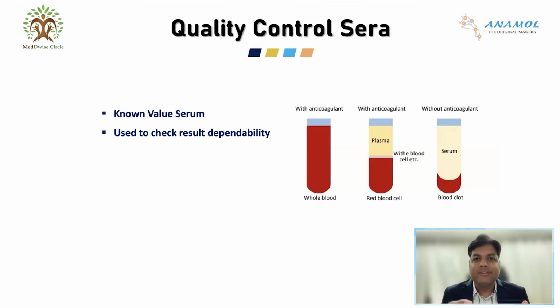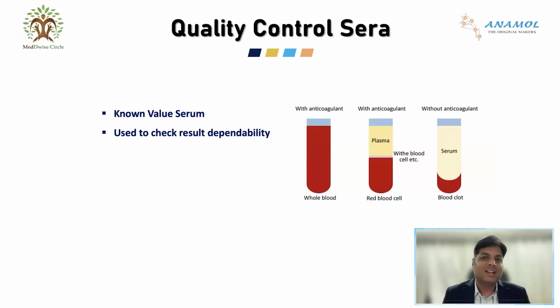Similarly, in our IVD industry, especially in diagnostics, if we have to calculate any analyte concentration or the activity of an enzyme, we cannot calculate the value of an unknown sample until and unless we have an already known value sample along with that. This known value sample is sometimes called quality control sera.